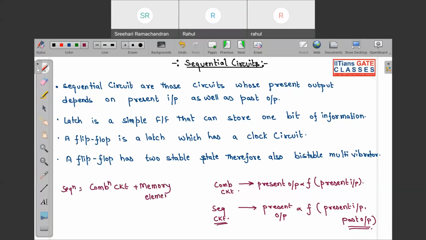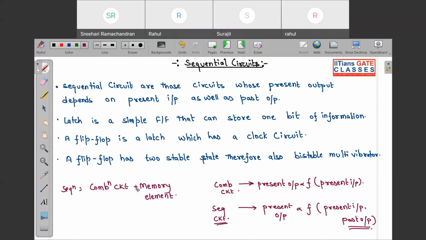Okay, so now look. Surjit, yes, there is some net issue at your end, I guess.